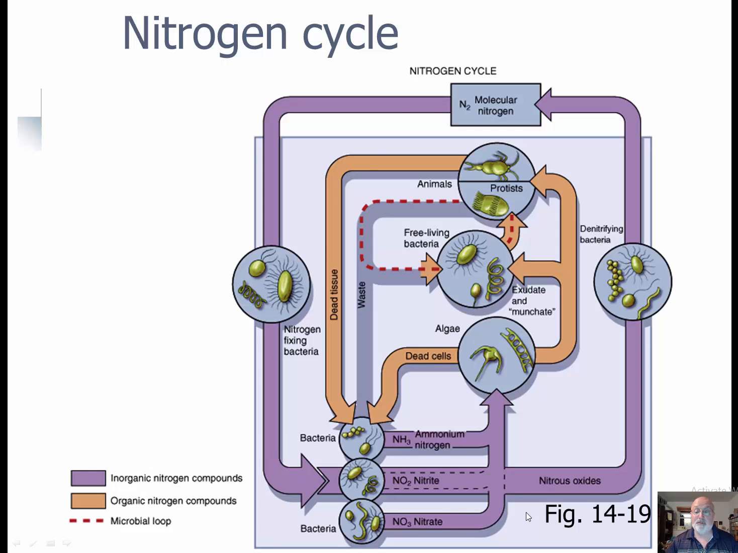But again, we have the inorganic purple side, and we have the organic brown-tan side. But basically, what happens is that everything dies, and the dead tissue and the dead cells go back to bacteria, and the bacteria will release it. And you can see that we can move it back into this cycle. It can go back to nitrites, and that can go to nitrous oxides, and that can go to denitrifying bacteria, where we're taking it out of organic nitrogen, turning it back into molecular nitrogen for the atmosphere. So we need bacteria to pull it out of the atmosphere, and we need bacteria to put it back in, and then all the life is in the middle.